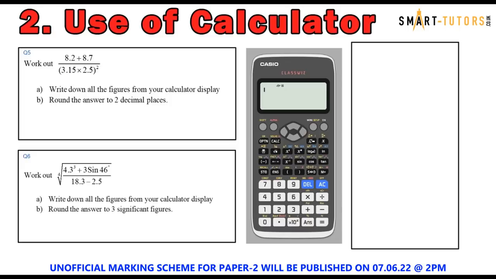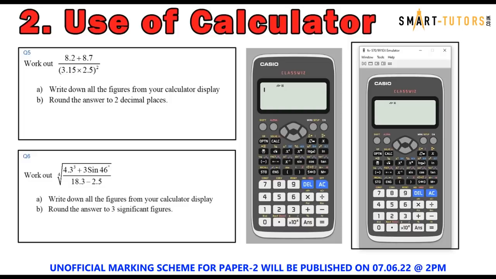I'm going to use my calculator. I'm using a Casio 991EX emulator. If you have a similar scientific calculator, please follow the procedure and make sure you know the calculator operations. First of all, I'm going to use the fractional operation, which is this one. So 8.2 plus 8.7, then use the arrow key to go down, and bracket start 3.15 times 2.5, making sure to close the brackets, and there's a square there, so you can use square. Press the equal sign and you get a fractional answer.